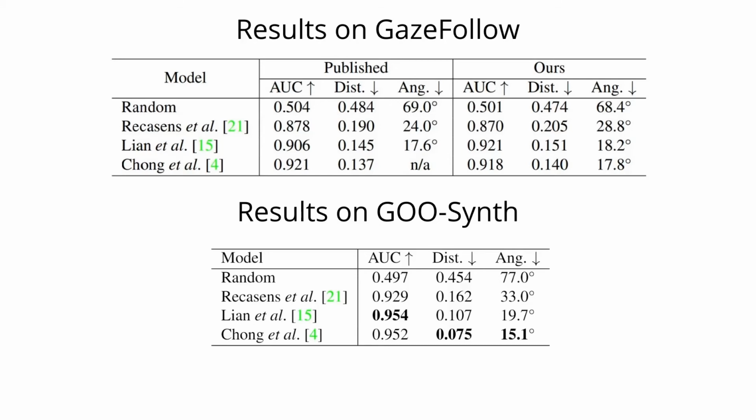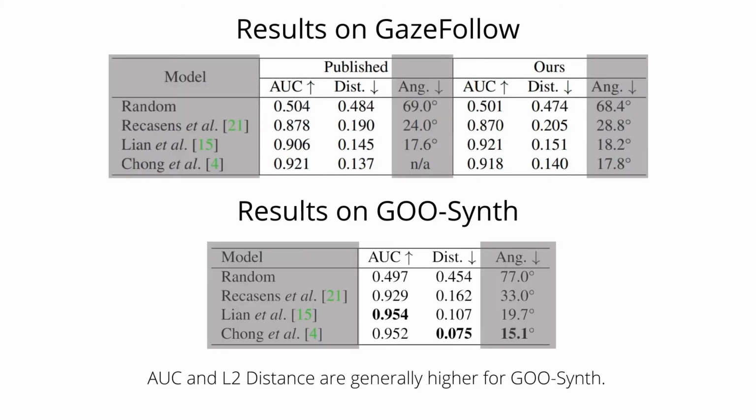By comparing benchmarks achieved on GOOSynth compared to gaze follow, some analysis can be drawn regarding the difference in performance. Baselines achieve higher values on AUC and L2 distance on GOOSynth, which we hypothesize to be because of the singular context of retail for the GOO scenes, as opposed to varying contexts in gaze follow data, making point estimates and heat maps harder to learn.